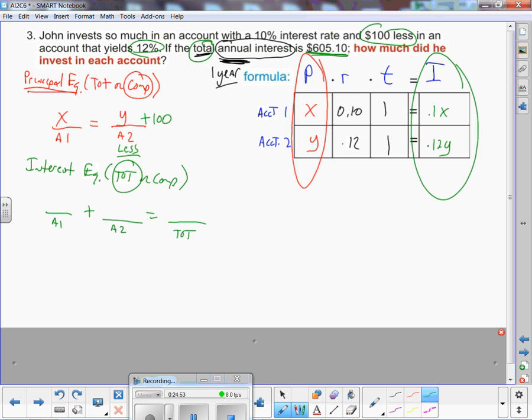Go back to your chart. What is the interest? See, I labeled it. It's an interest equation. What's the interest of account 1? 0.1x. What's the interest of account 2? 0.12y. What's the total? Back to the problem. Look up at the problem. $605.10. There we go. We've got our two equations.